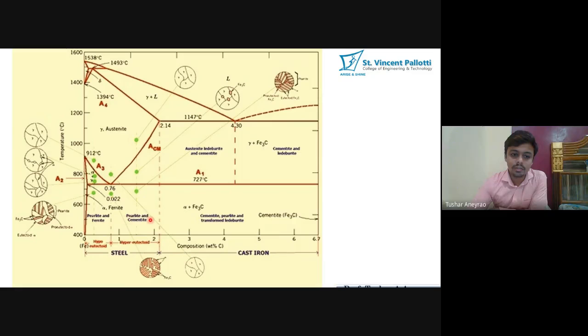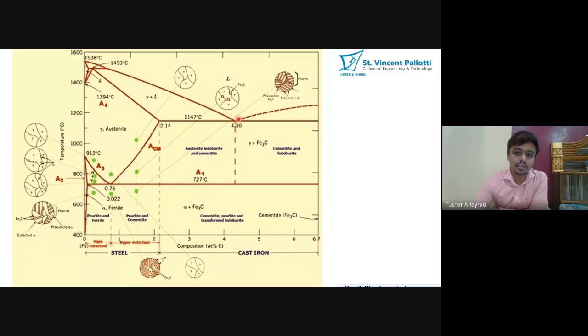But here also you are having some part of pearlite. Here also you are having some part of pearlite. But the majority of the phase will be what? At the right hand side, it will be cementite. At the left hand side, it will be ferrite. Right?